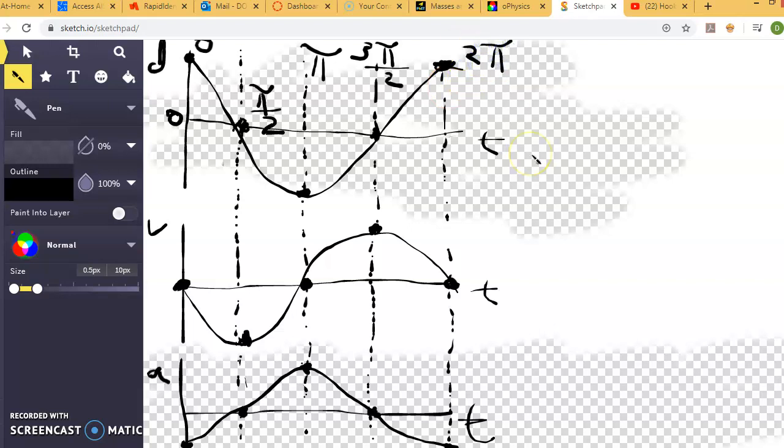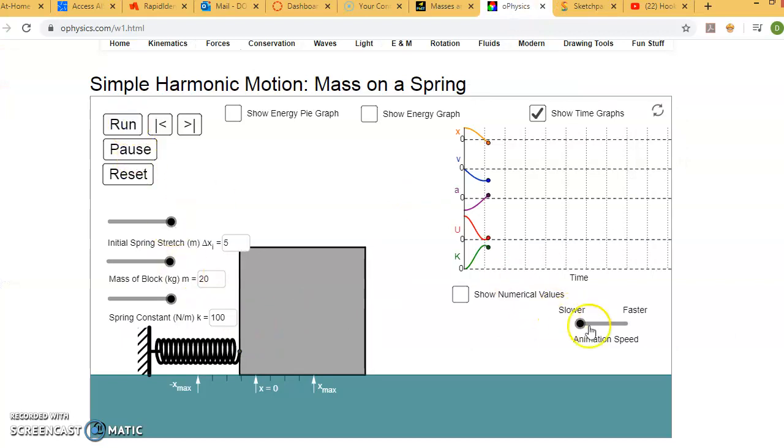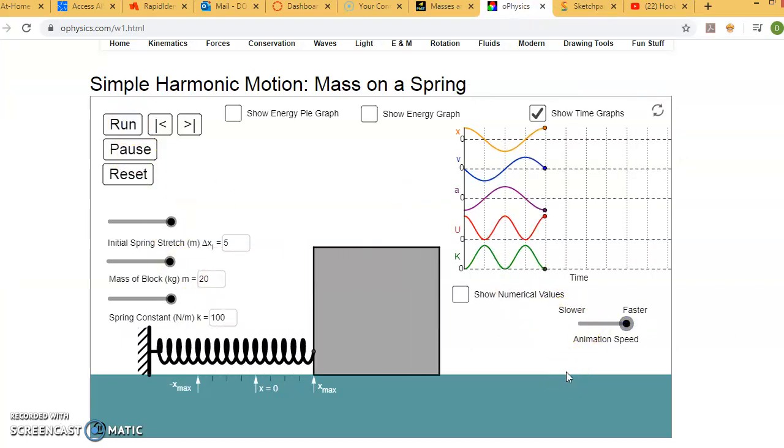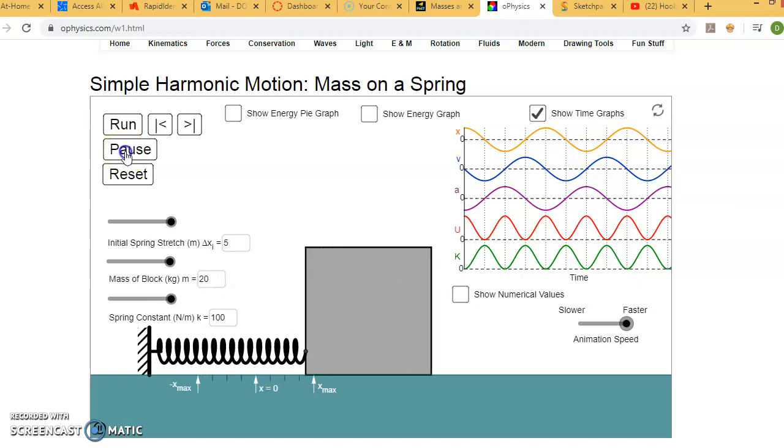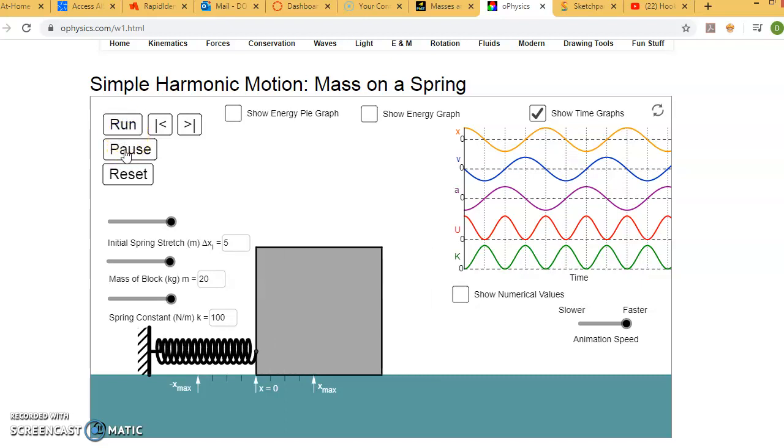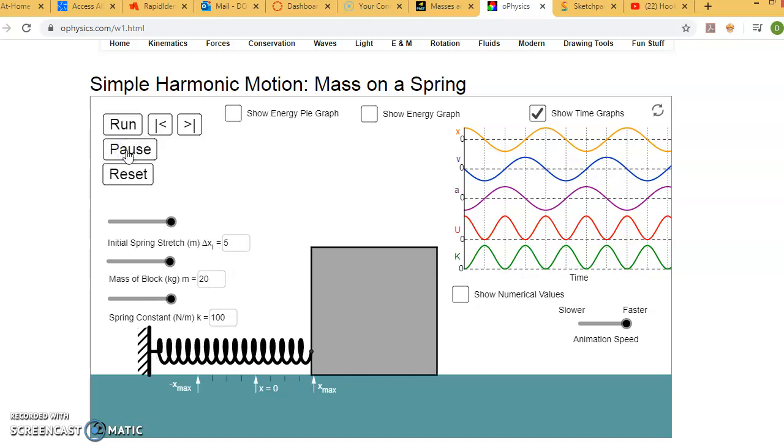2 pi. And some of you are asking, where the heck did those come from? What in the world's going on there? Well, this spring is oscillating back and forth, right? Let's just watch it run. It's going back and forth, back and forth. If I start at x max, then one cycle, which is a repeated part of the motion, ends at, boom, x max. So it's just doing things over and over again.